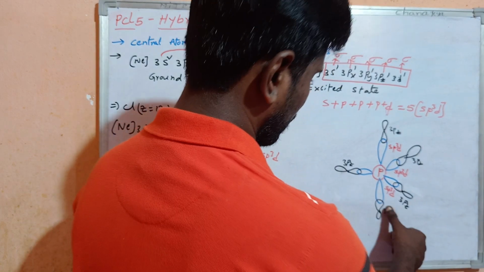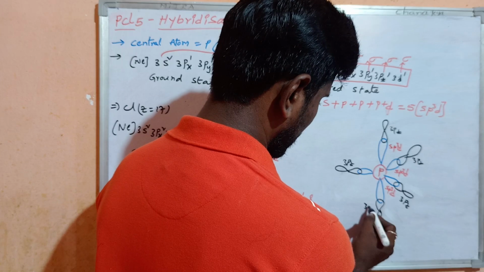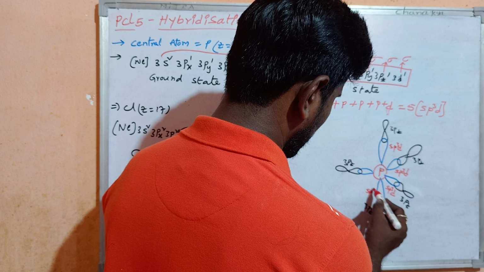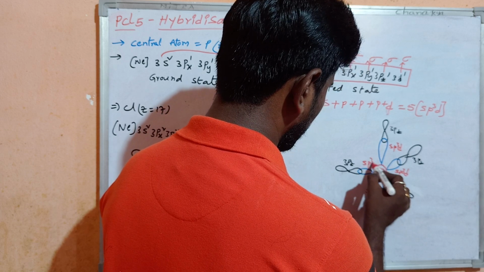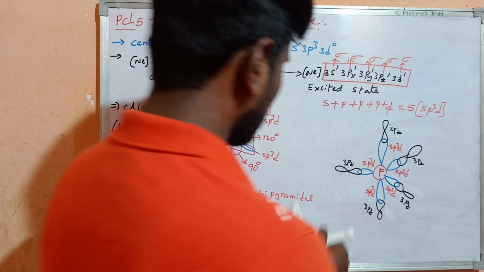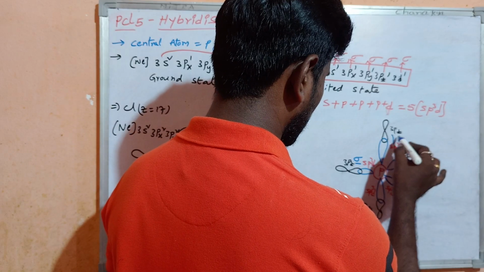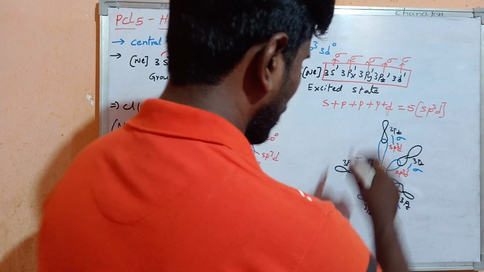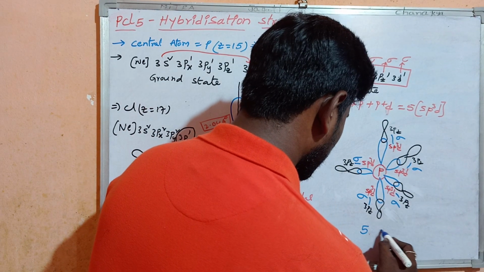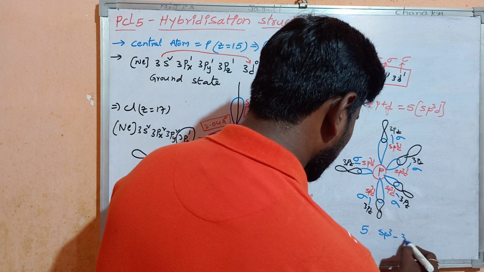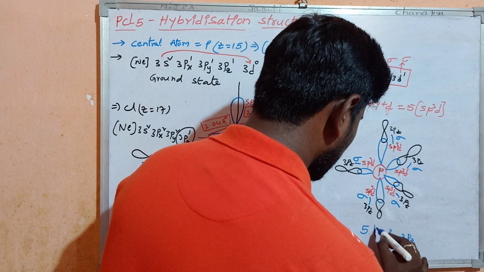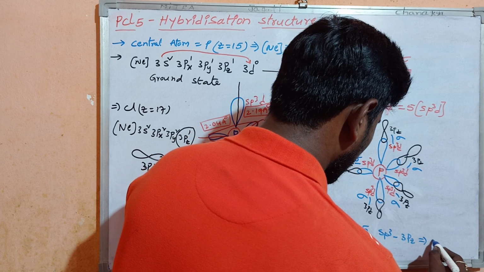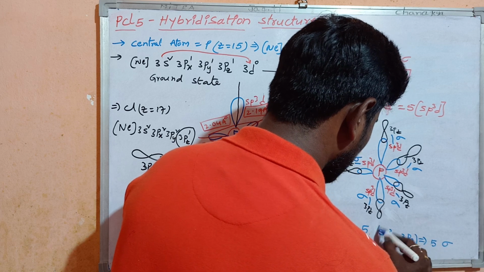It is 3pz, and it is sp3d. These are all sigma bonded. There are 5 sp3d orbitals around the phosphorus, forming sp3d-3pz sigma bonds. All are 5 sigma bonds.